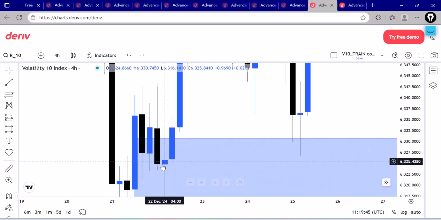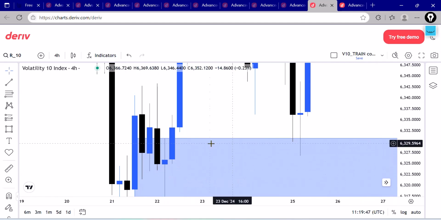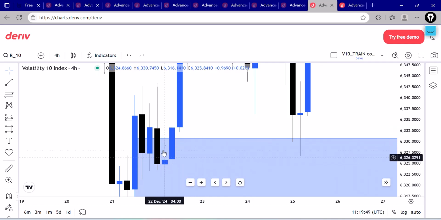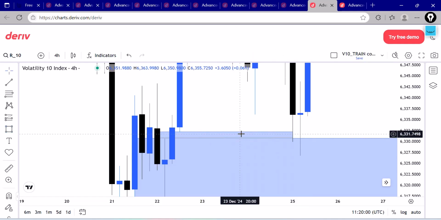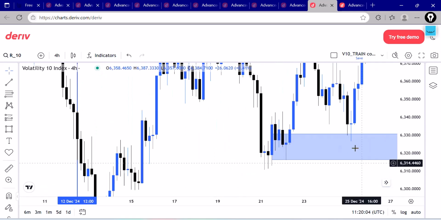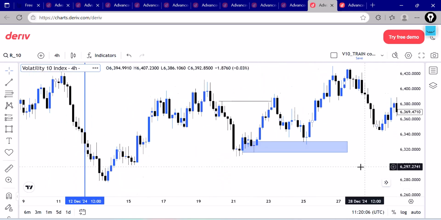So between our down candle that we choose as our zone, this is our last down candle, and then the second candle that follows and the third candle, you see that there is a gap here. So that's imbalance.